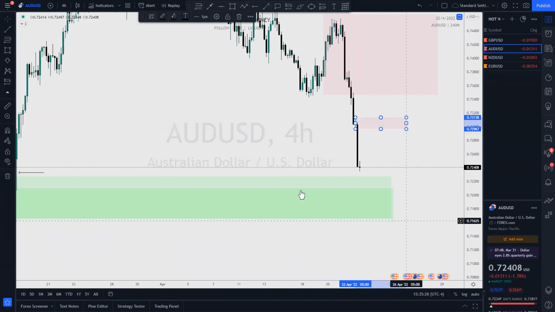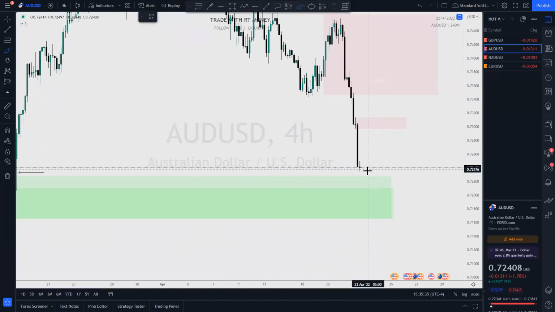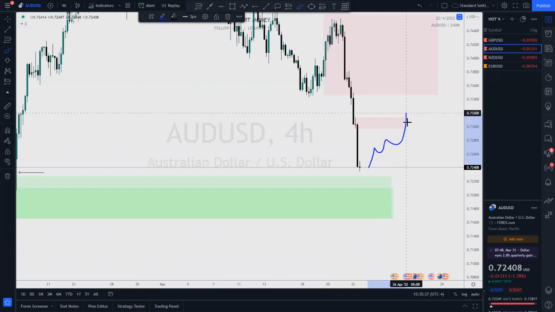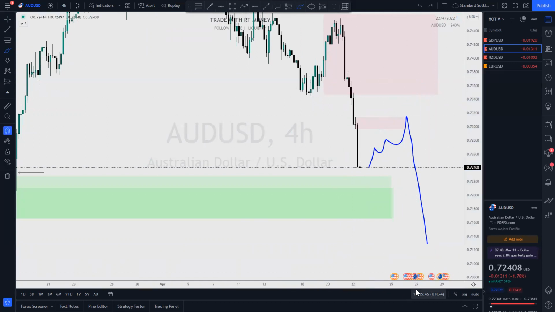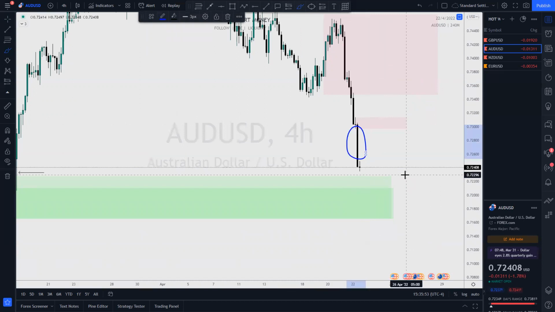I'm looking for a better price for shorts. Whatever pullback we get in this market, I'm still looking for shorts. If we go all the way back here, that's a much better short. But do I expect that? No. If we get some kind of pullback, maybe we fill the fair value gap here and then come on down. And then we'll see what happens at that point.